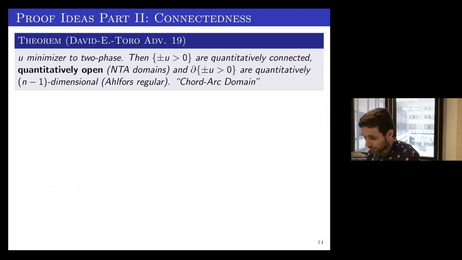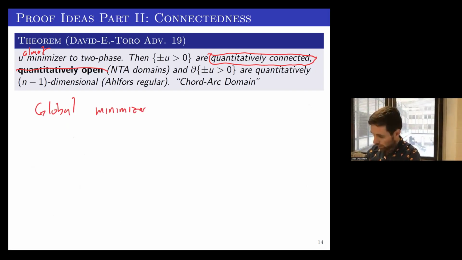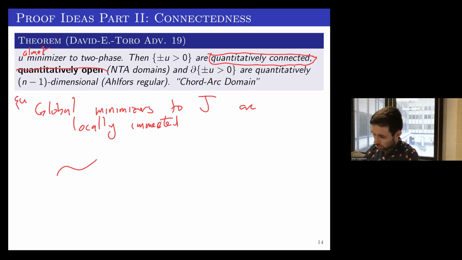Oh, so here I was supposed to highlight not quantitatively open, but quantitatively connected. And this follows from the fact that global minimizers to J are locally connected. So what do I mean by that? I mean that the positive and negative sets of global minimizers to J are locally connected.